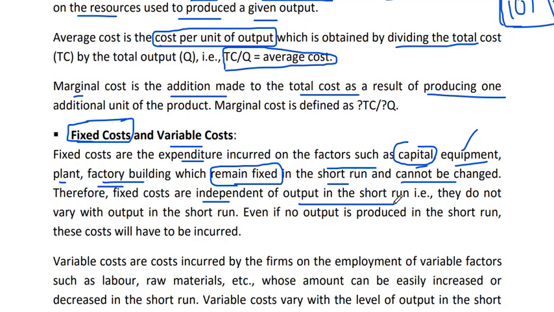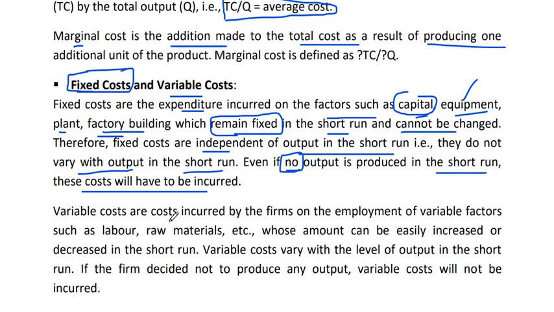They will incur that cost also, so they do not depend on the output in the short run. Even if no output is produced in the short run, this cost will have to be incurred. You have to pay rent, and if you purchase equipment on rent basis, you have to pay rent on the equipment also. So it's called fixed cost. Even if there is a lockdown, as I said earlier, in corona, you have to pay the rent. No output is produced, but these costs are incurred.